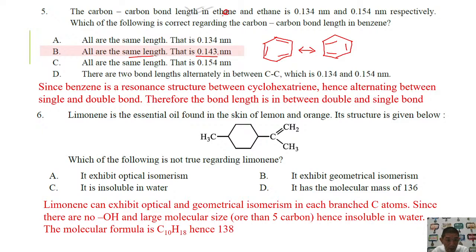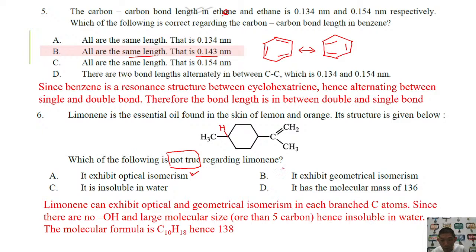Number 6, limonene is an essential oil found in the skin of lemon and orange. Its structure is given below. Which of the following is not true regarding limonene? We are looking for not true. Please highlight again. So which of the following is not true? Number 1, can it exhibit optical isomerism or not? Yes, it can, because here you have an sp3 hybridized carbon, and it is surrounded by 4 different atoms, so it can still exhibit optical isomerism.